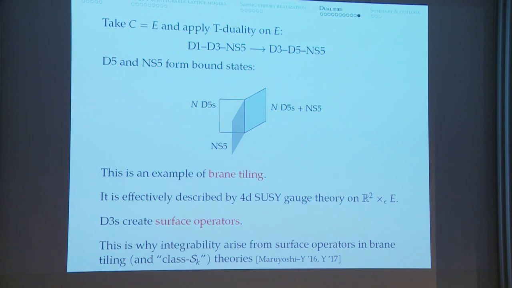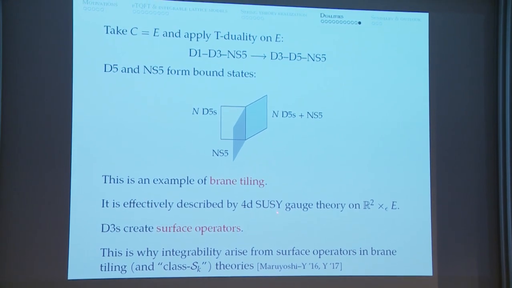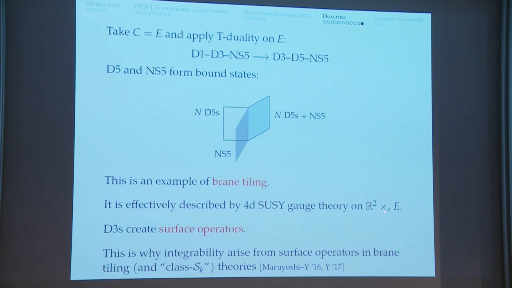And what you get by doing that is something called brane tiling. Okay, it realizes a particular four-dimensional supersymmetric gauge theory on R2 times the elliptic curve. And then D1 becomes D3. D3s create surface operators in this 4D theory on R2 times E.